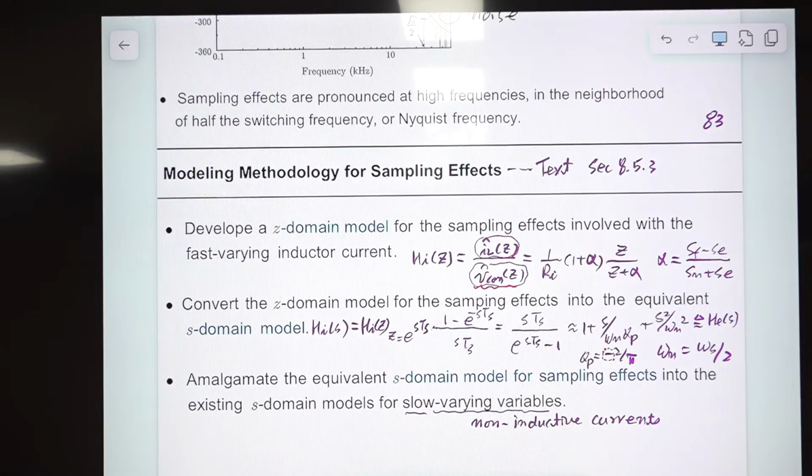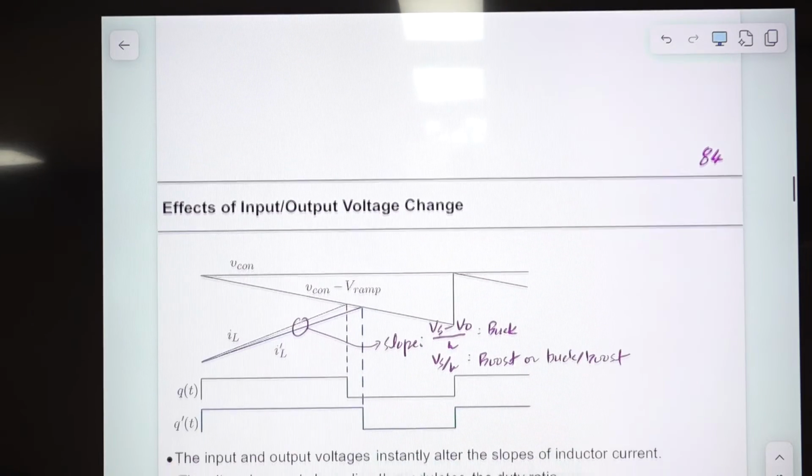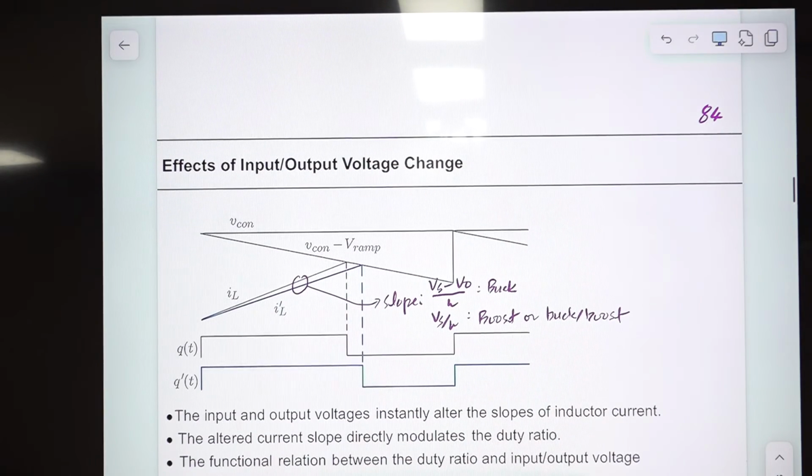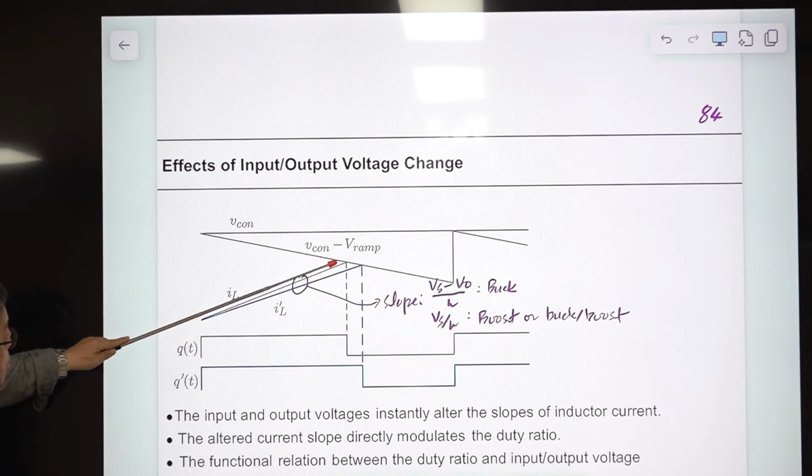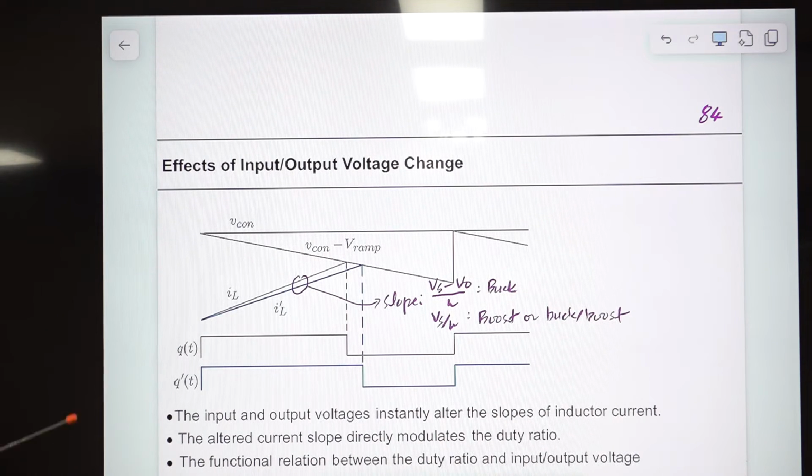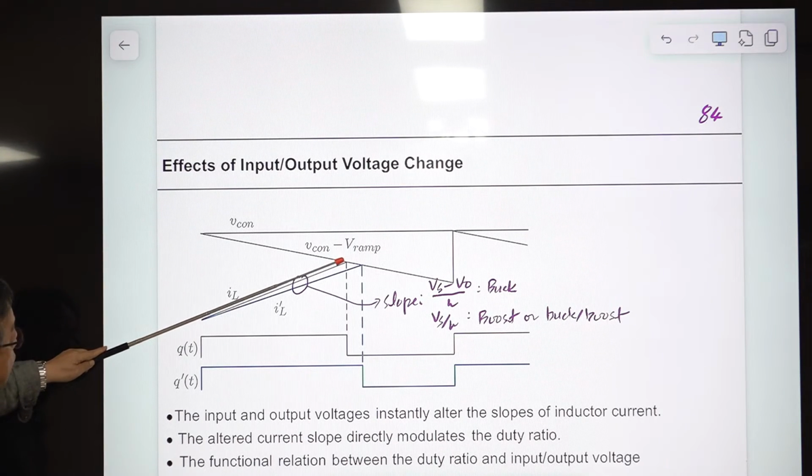Okay, this is one thing. Another one is, when we are considering the classical analysis, we assume this IL remains the same. In the steady state, this IL remains the same. But somehow this IL is changed here. The slope has been changed. So the initial IL is this one, and the perturbed IL slope has been changed.